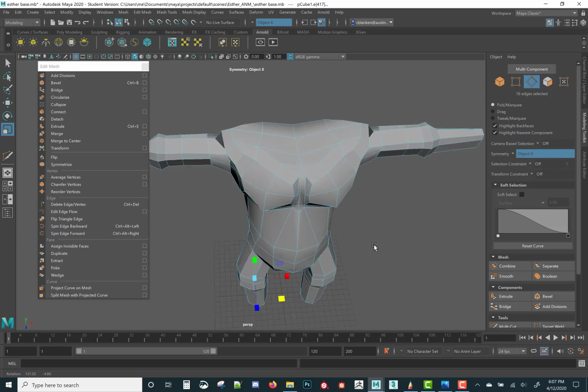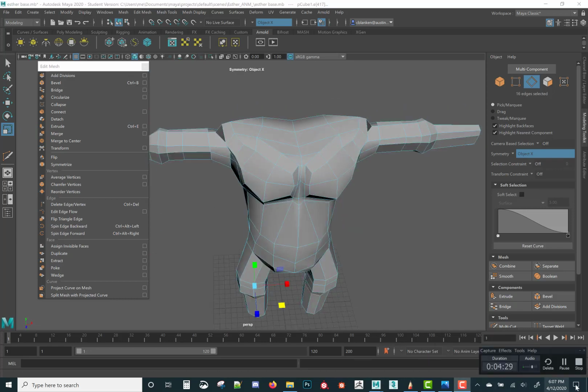Okay. All right. I'll be back. I'm gonna learn about meshes and how to cut tools because I need that right now.